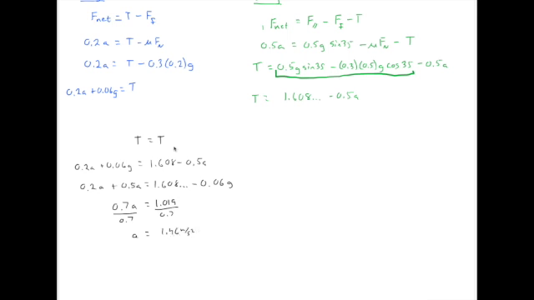My last step is just solving for the tension. Once I know a, I can just use this to solve for tension. Now you could use either equation, but this one's probably just a little bit shorter. So I have 0.2 times the acceleration of 1.46, and then plus the 0.06 times g. When I put those values in, I get a tension of 0.880 newtons. I need to add in the 0 to get my 3 significant digits.